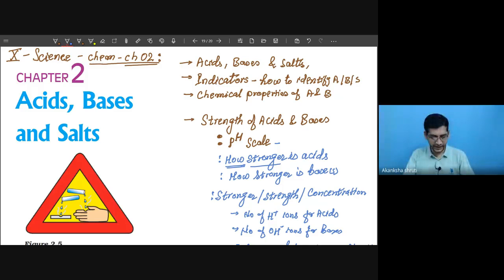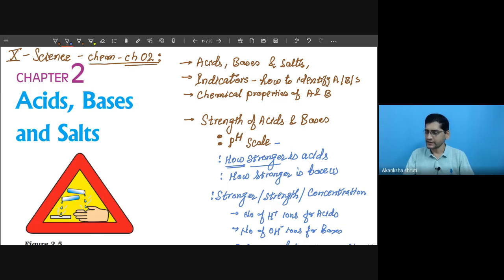Good morning, students. Today we are going to learn the topic strength of acids and bases. We have already finished what is acid, what is base, what is salt. We have also discussed what is common among all the acids. It is H plus ion. What is common among all the bases? It has a replaceable OH minus ion.